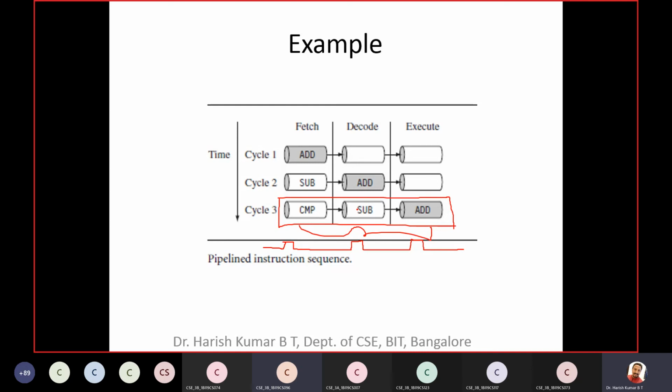Got it, sir. For compare to appear here, the sub should make room for it. Otherwise, what will happen? If you're not applying the clock cycle simultaneously across all the stages, then the compare instruction will come and interfere with what? Subtract. Or the subtract instruction which was in the fetch stage will go and interfere with what? The decode stage. Hope you people are following? Yes, sir. Got it.